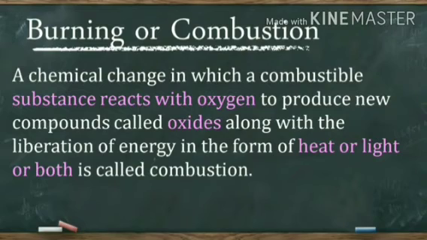oxide. So we can define burning as a chemical change in which a combustible substance reacts with oxygen to produce new compounds called oxides, along with the liberation of a large amount of energy in the form of heat or light or both. Note here that combustion always takes place in the presence of oxygen.